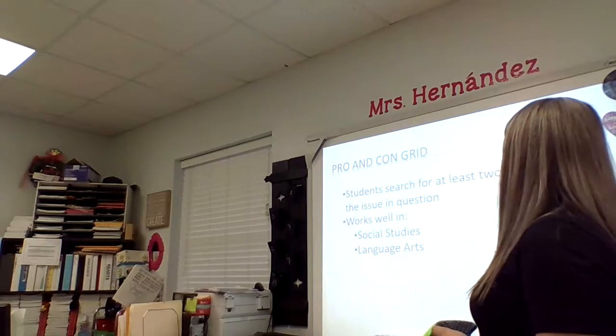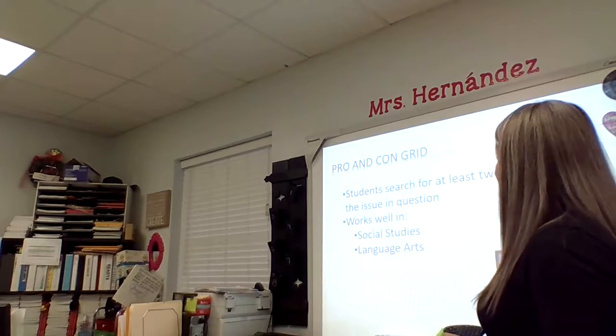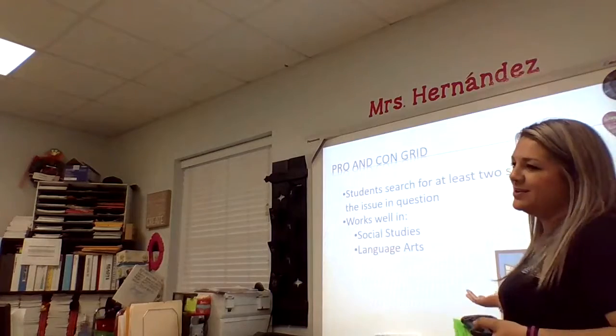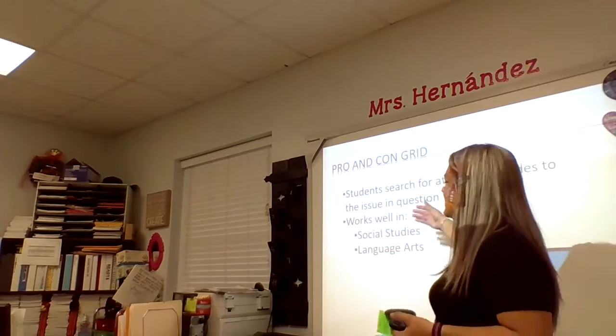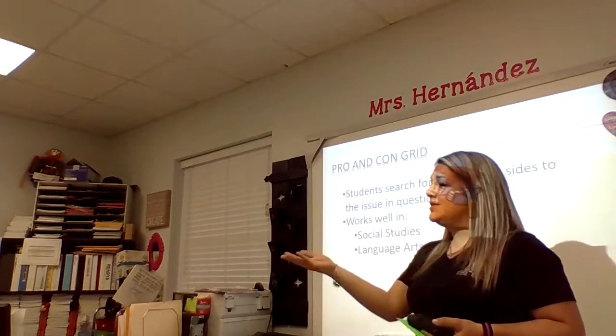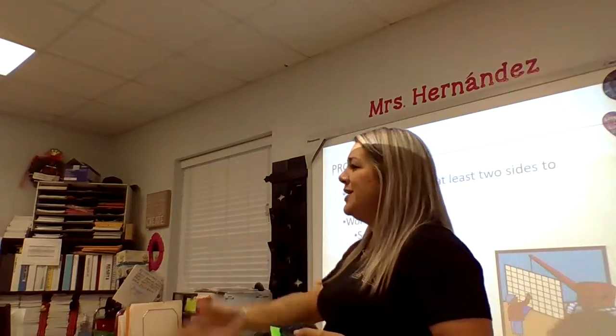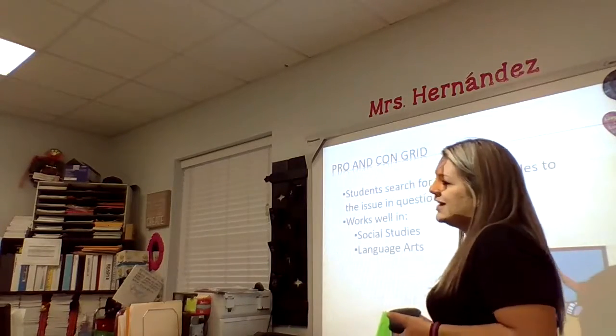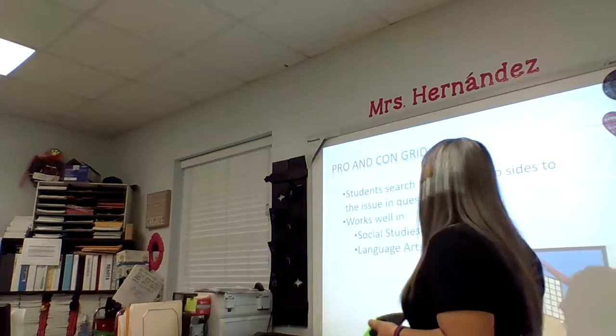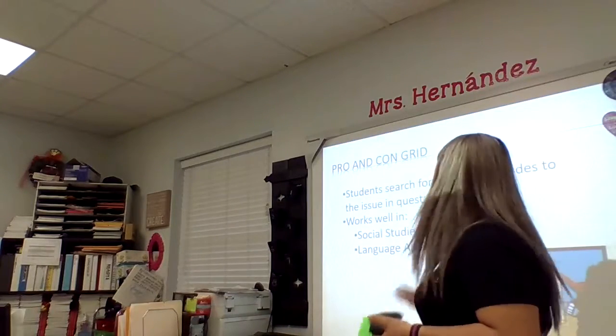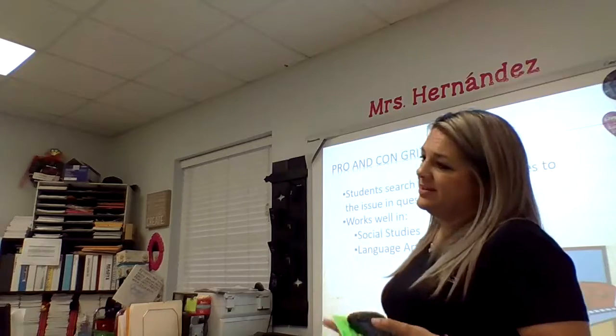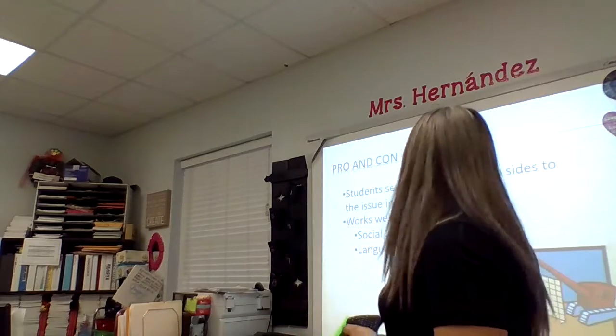Okay, so pros and cons. Students search for at least two sides to an issue. They can write on this if it works well, of course, in social studies and language arts. I can see where this would benefit you. Students are always telling me about your class and how they're thinking from the perspective of a particular person. So that's another way that they can write. They can choose a side, or two sides. I see two different sides to the issue.